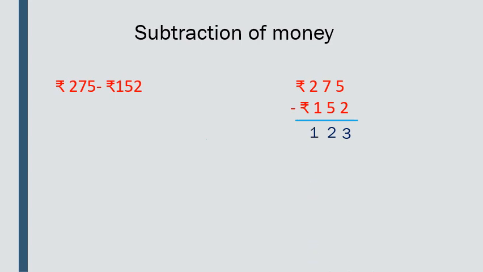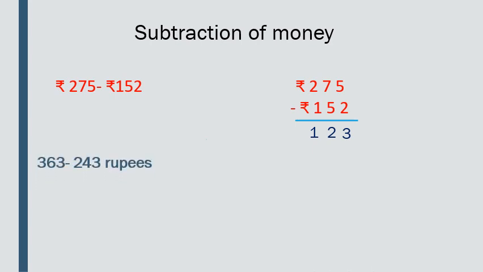To subtract an amount of money from the other, we simply subtract their numbers. Suppose we have to subtract rupees 152 from rupees 275. We have to write the numbers in column. Then we have to subtract the ones column first. 5 minus 2 is equal to 3. 7 minus 5 is equal to 2. 2 minus 1 is equal to 1. So 275 minus 152 is equal to rupees 123.